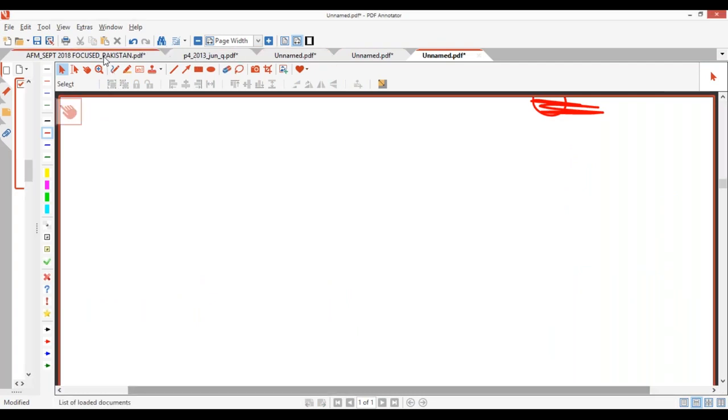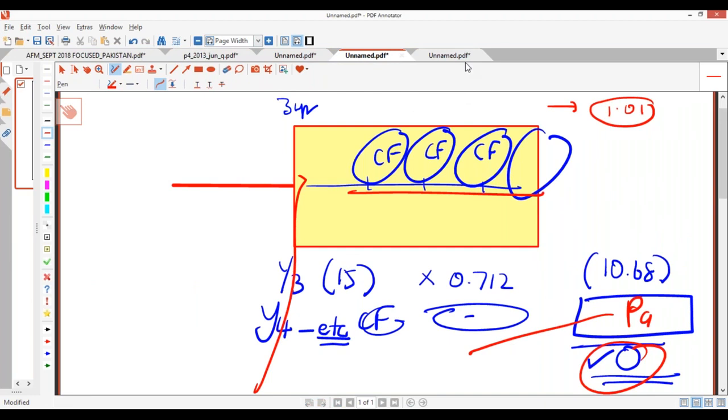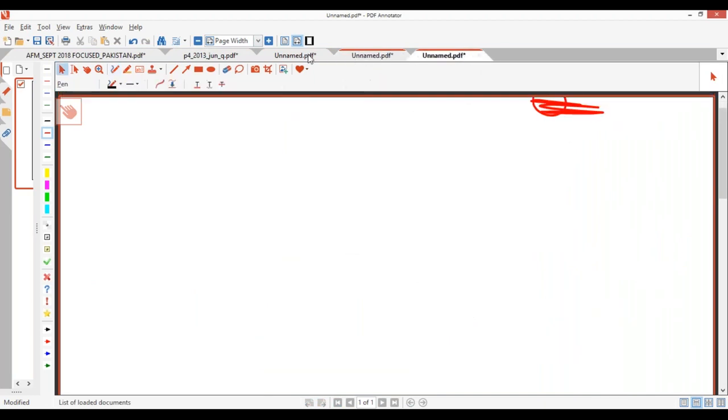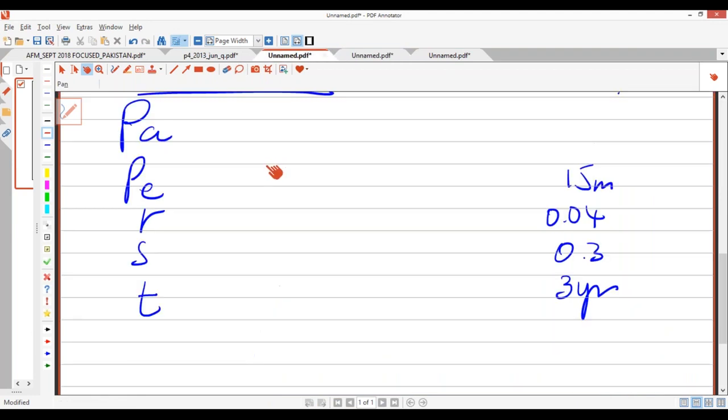Now, what you have here is all the determinants that you took here. That's my answer. So your PA, like what Amit Paul was saying, is going to be 10.68. Of course, you have to show workings.